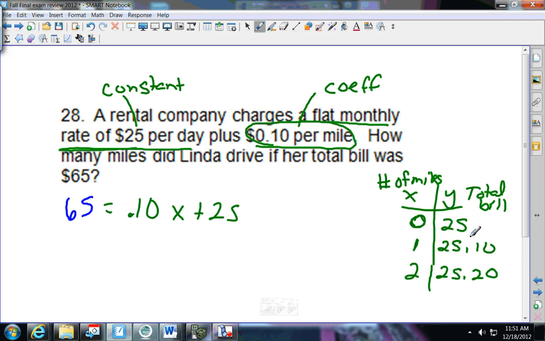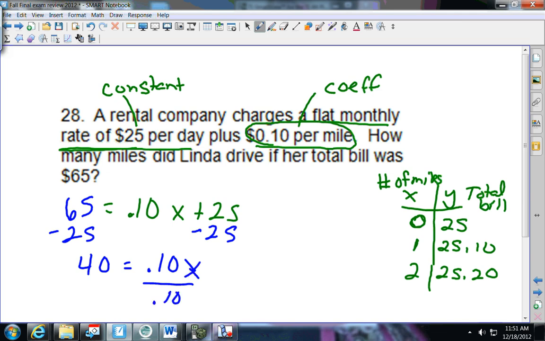After you set up the equation, it asked how many miles did she drive. So you'll have to solve for x, which means you subtract 25 from each side, which gives us 40 equals 0.10x. You'll divide both sides by 0.10. X equals, I believe, 400.